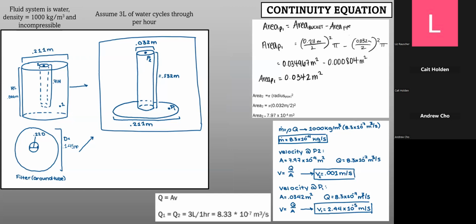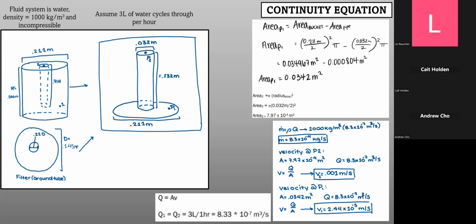For our continuity equation, we assumed that 3 liters of water would cycle through the system per hour, giving us a volumetric flow rate of 8.33 times 10 to the negative 7 meters cubed per second. Our fluid in the system was water, so it's incompressible with a density of 1,000 kilograms per meter cubed. Our point 1, we took as equal to the level in the main reservoir where the tube starts that will be used to pump the fluid up to the top.